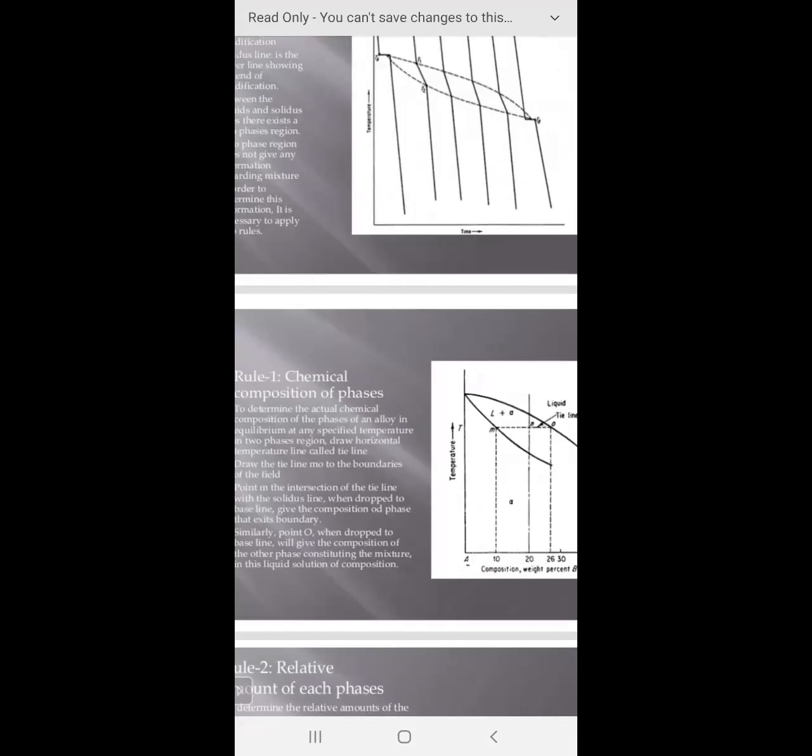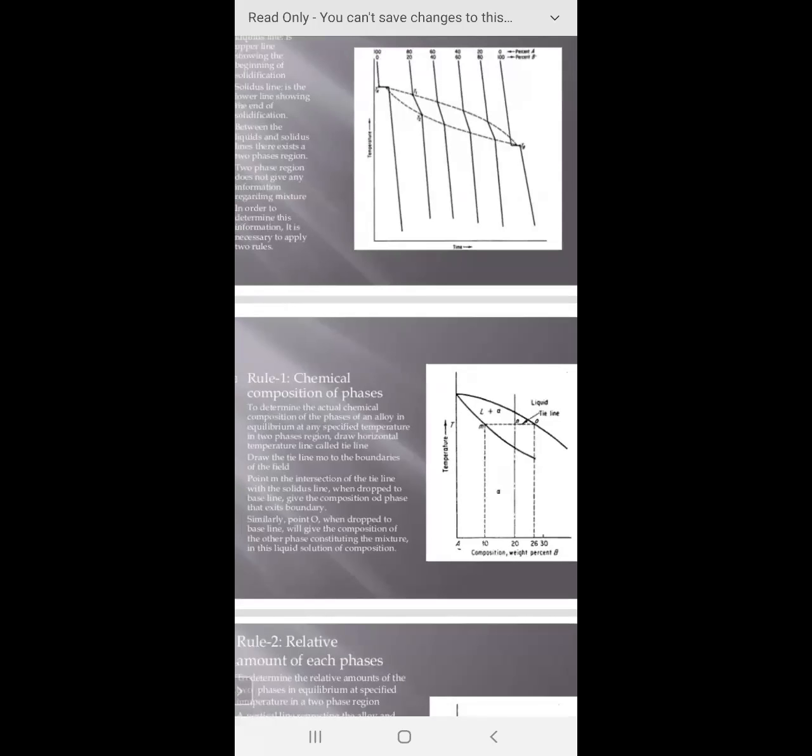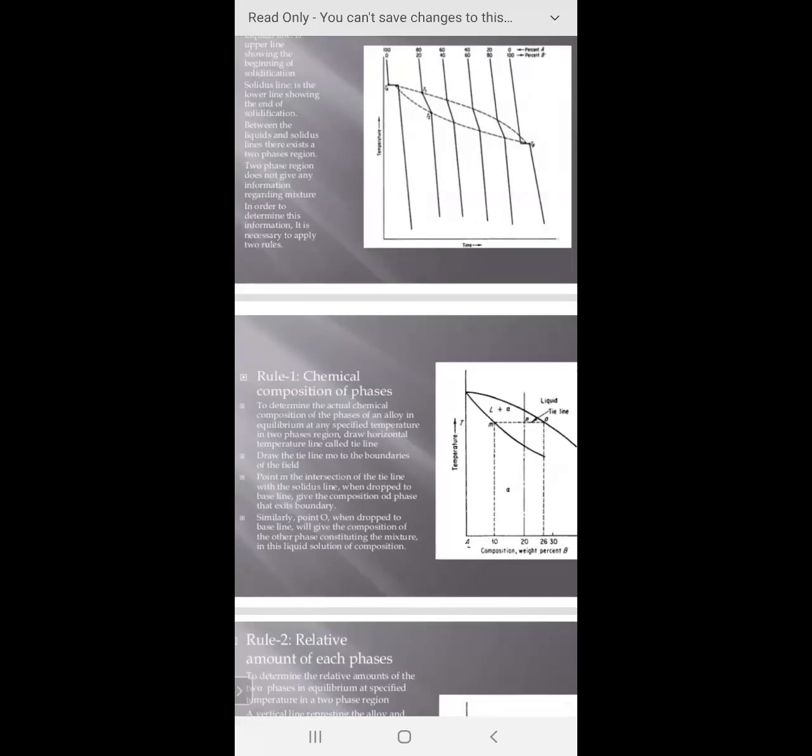Between these two curves, one line is there. The line is MO. It touches the solidus line and the liquidus line. Point M is the intersection of the tie line with the solidus line. When dropped to the baseline, that composition is 10% here.